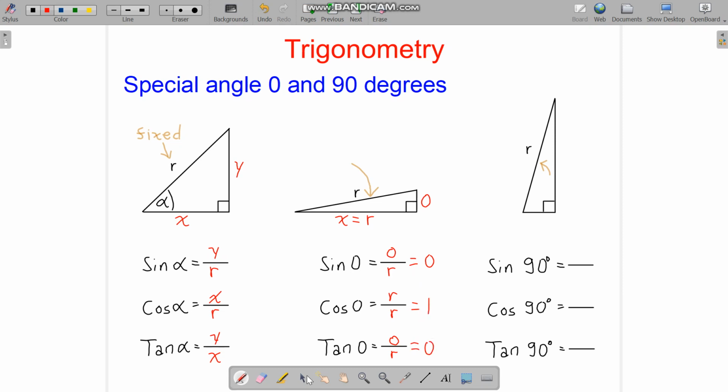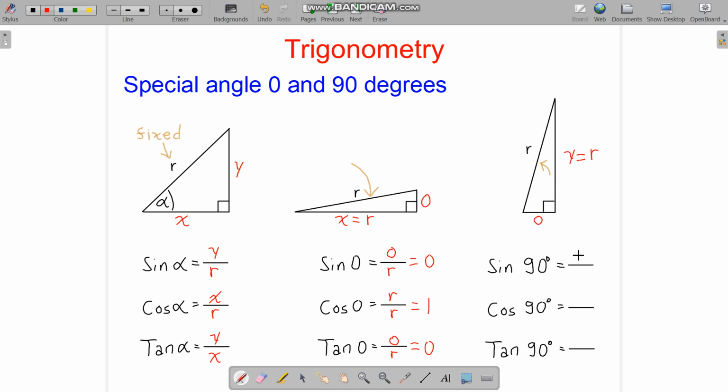For 90 degrees, now we rotate in this direction. As we rotate in this direction, we make the angle bigger and bigger. The x value will be smaller and smaller to 0. The y value will be approaching r. So the y happens to be r when the angle is 90 degrees here, and x is 0.